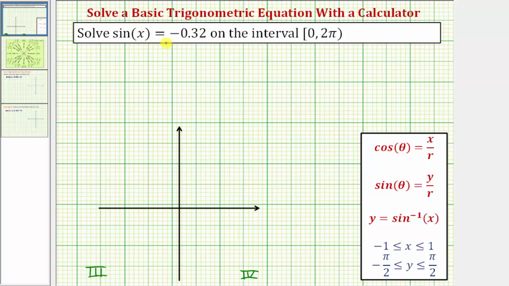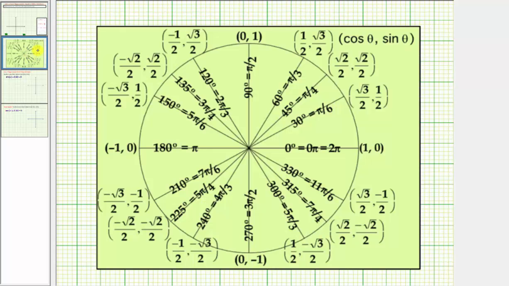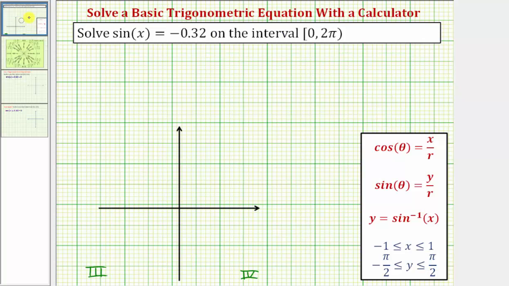Next, notice how the sine function value is negative 0.32, so we should recognize that we're not going to find this sine function value easily on the unit circle or using reference triangles, and therefore we'll have to use the graphing calculator in order to solve this equation. So starting with the given equation, sine x equals negative 0.32, to solve this equation for x, we'll take the inverse sine or arc sine of both sides of the equation.